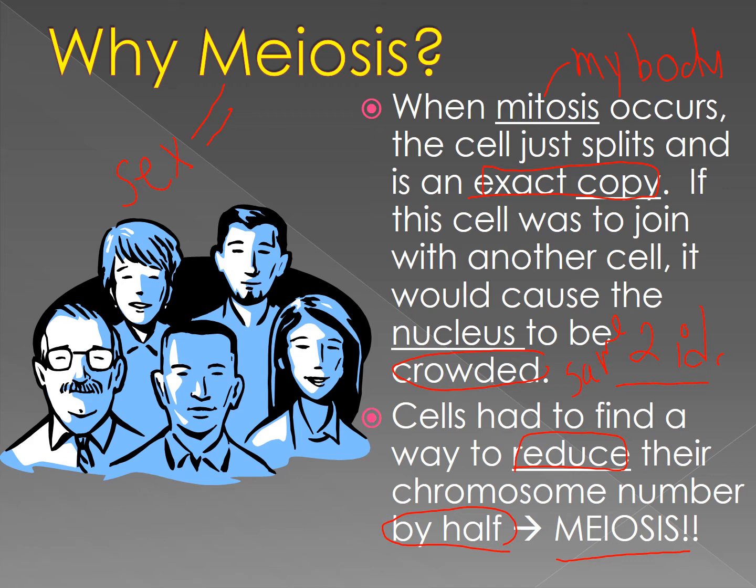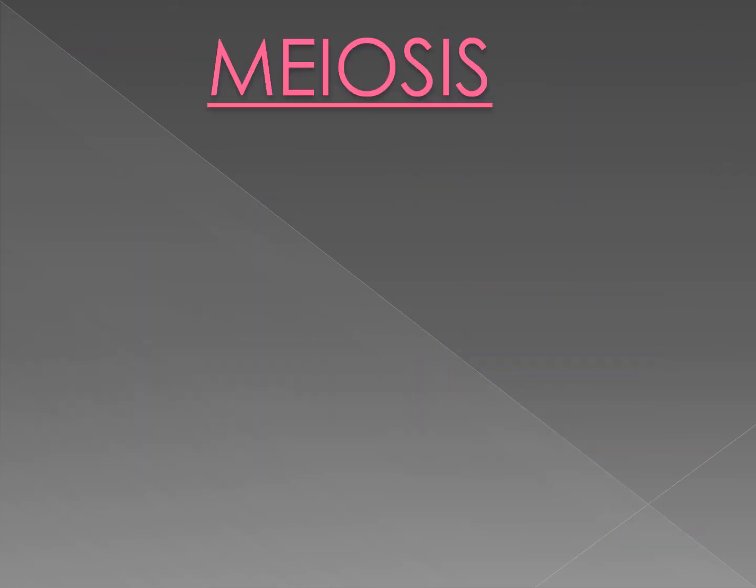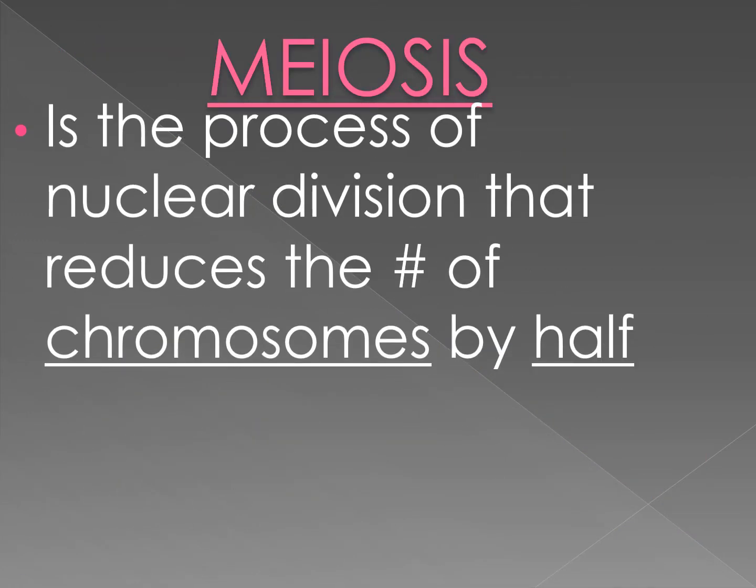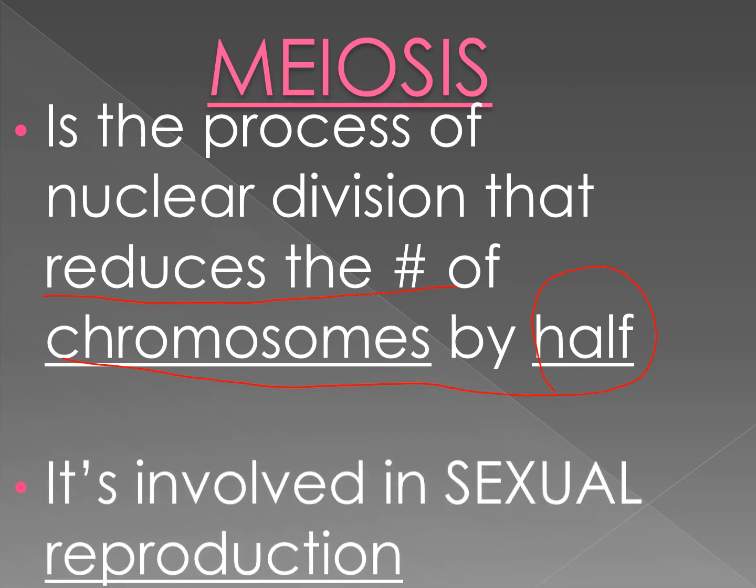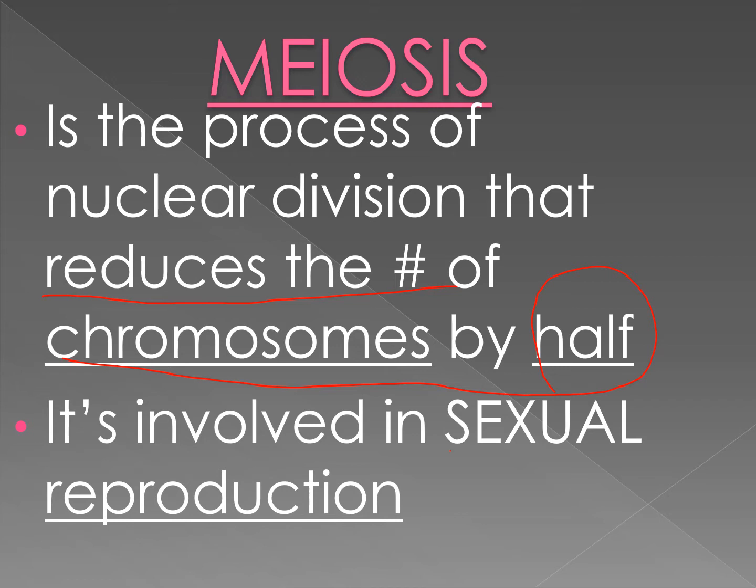Meiosis is sex me, and we're going to give half. So meiosis is nuclear division that reduces the number of chromosomes by what? By half. This is only sexual reproduction. So again, meiosis is sex.